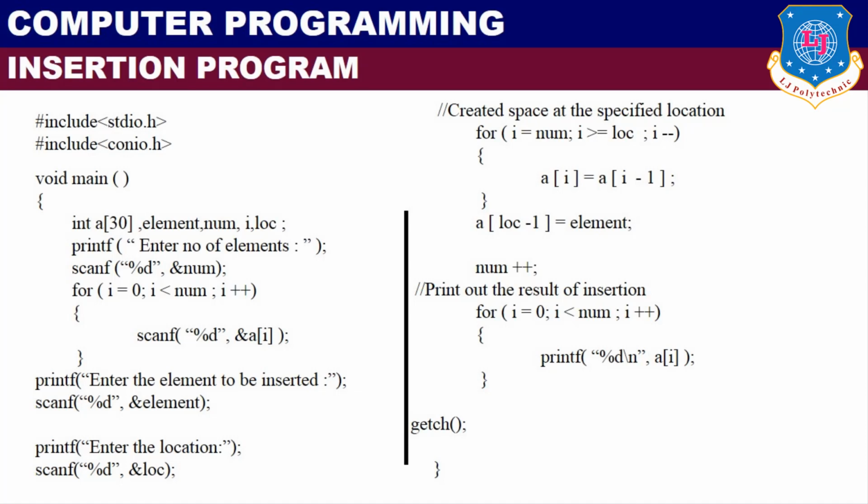scanf("%d", &num). So our limit will be from 0 to num. For i equals 0, i less than num, i plus plus, scanf("%d", &a[i]). With the help of this operation, we inserted our array elements like 6, 9, 3, 2, 11, 6 as we enter num equals 6.